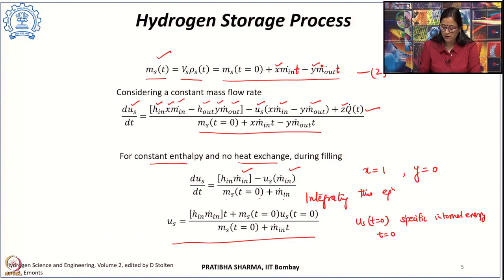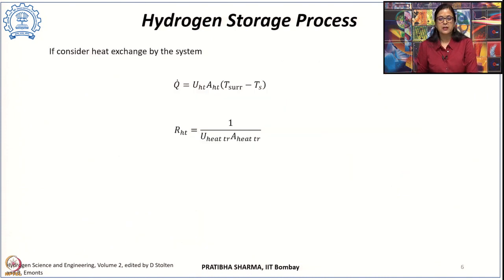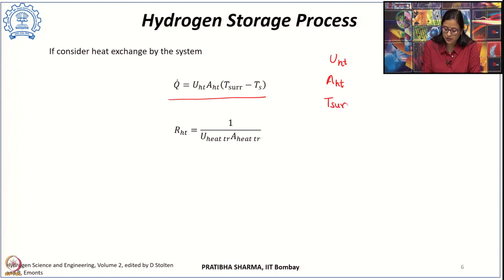Now, while considering this equation, we have assumed that there is no heat exchange. We can also consider that if the system exchanges heat with the surroundings, so if this term is non-zero, in that case we can also find out the heat exchanged by the system, which is Q dot, and that is given by the overall heat transfer coefficient. U_HT is the overall heat transfer coefficient, A is the area for heat exchange, T is the surrounding temperature, and this is the storage system temperature. And using this, we can also find out the thermal resistance for the storage system as 1 upon the heat transfer coefficient and the area of heat transfer. So, this is how we can model a hydrogen storage process.